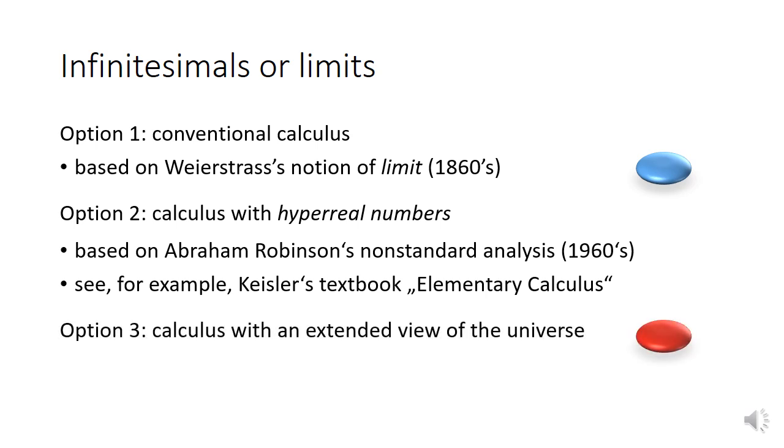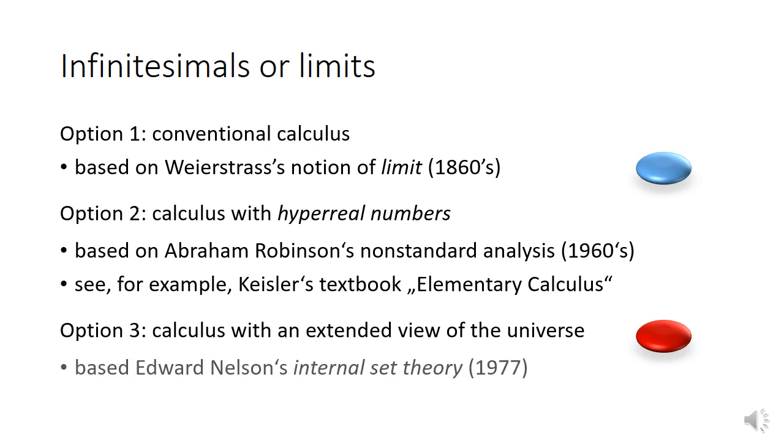The third, and in my opinion the most thrilling option, is to take the red pill and thereby gain a new view of the universe of calculus. This option makes use of the so-called internal set theory, which was developed by Edward Nelson in 1977. Mathematically, the red pill consists of a new primitive notion and 3 new axioms that allow us to see more.